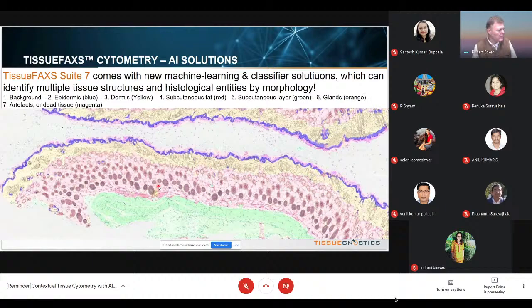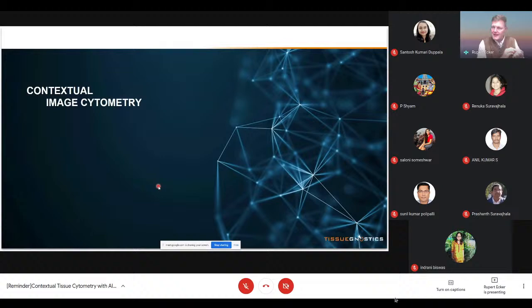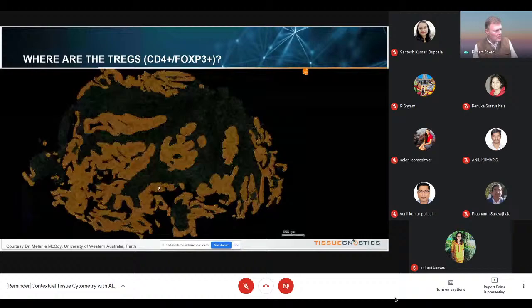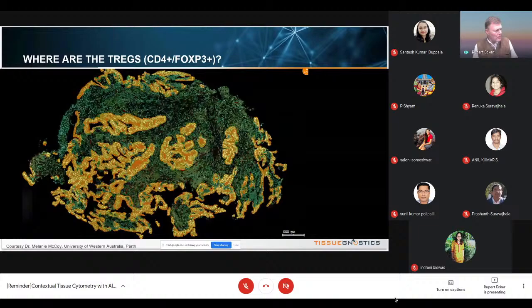Now, we have seen that we can analyze or identify individual cells, the nucleus, the cytoplasm, subcellular compartments, or multicellular structures, all in an automated manner. Now, we can combine this in order to establish a contextual image cytometry. Again, we see here a colorectal cancer. We identify all the nuclei. In orange, we see the measure mask for the tumor region. And then we can combine these measure masks and ask all kinds of questions.